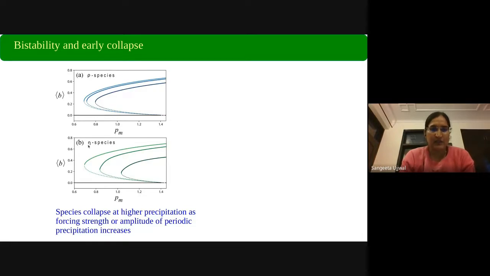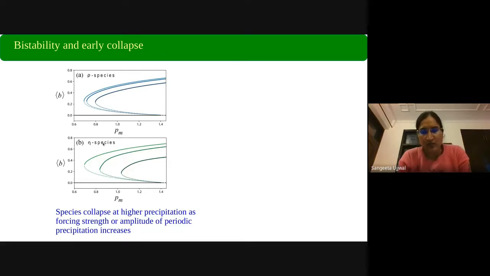Similarly, we can see similar behavior in eta species, but in eta species this shift of the collapse point is much more drastic. So this shift is much more in eta species as compared to the rho species. So it means that the eta species are less resilient to the external disturbance. This external disturbance can be in terms of the rainfall periodicity, or as we will see, it could be some local disturbance also.